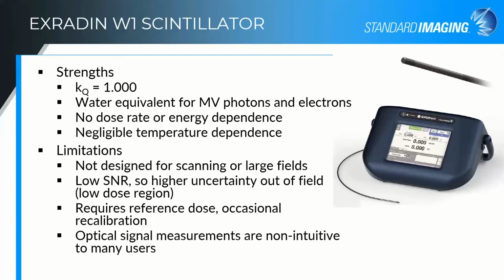Limitations of the W1 is that this really was a point detector. It was not designed for scanning. It's also a small field detector, so it's not designed really to operate in the very large fields. It has a low signal to noise ratio, so there's a much higher uncertainty in your measurements as you get out of the field. If you were trying to do a point by point measurement across a profile of a small field or something like that in the low dose region, you will kind of bump up against that noise floor of the electronics itself.